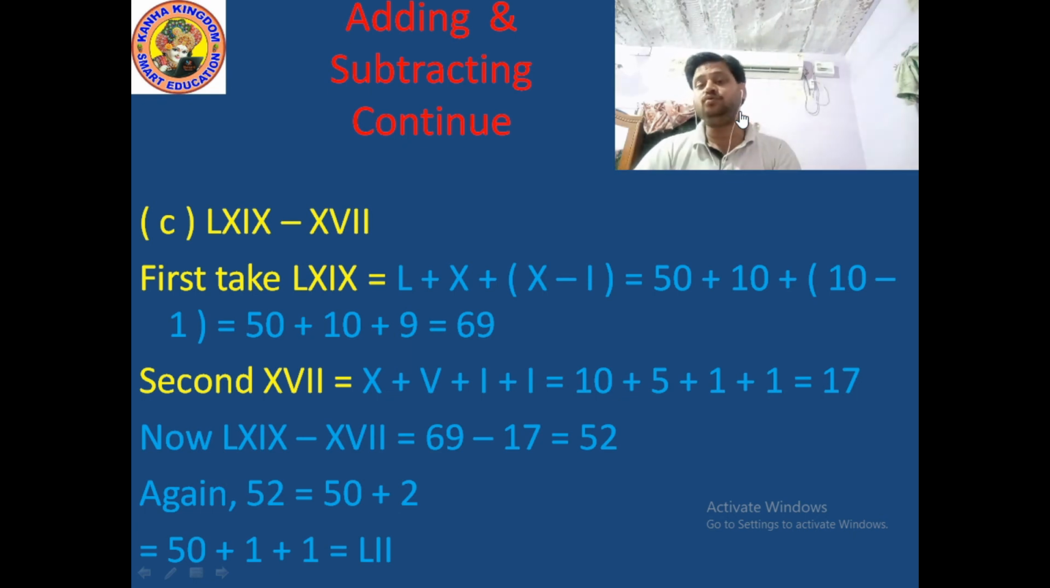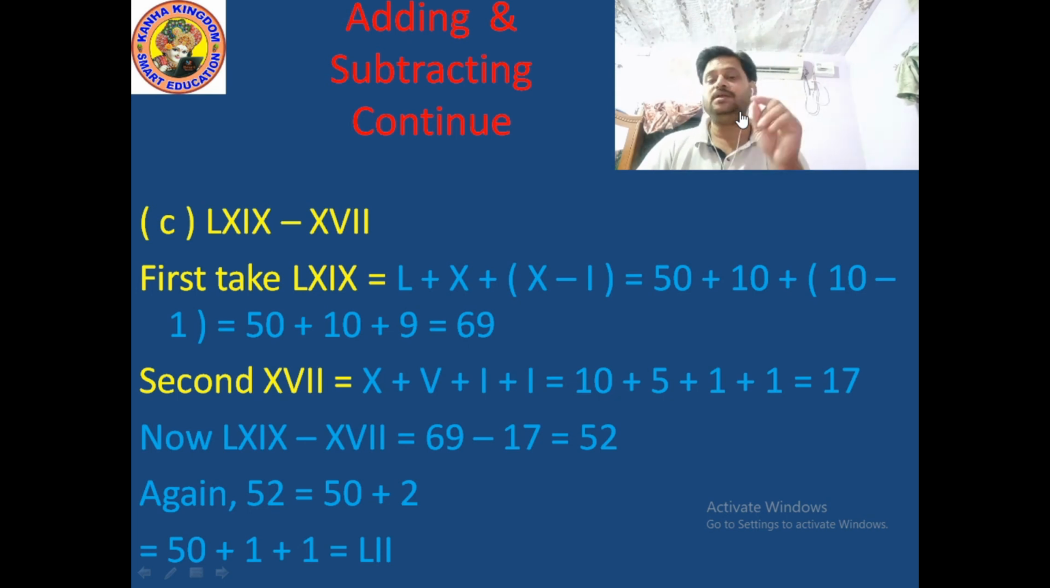So what you have to do? First L plus X plus, make a bracket, X minus I, bracket close. So L equals 50, plus X equals 10, plus bracket X minus I. X minus I equals 9, means 50 plus 10, 60, 60 plus 9, 69. So the exact answer of this one is 69.